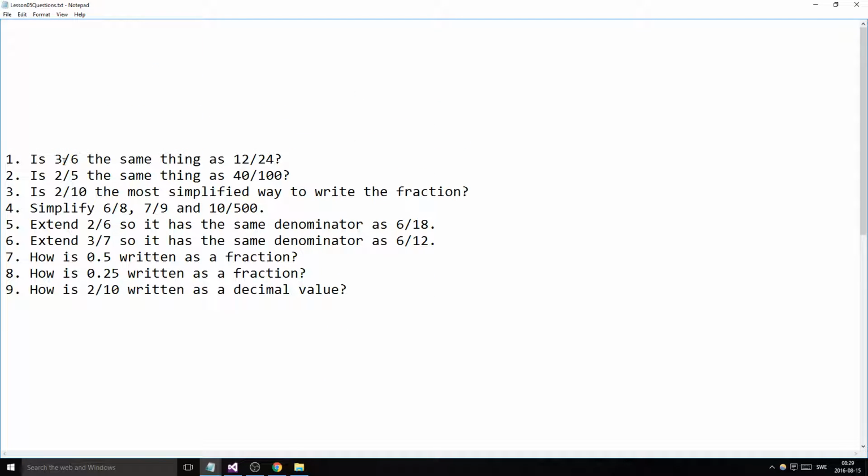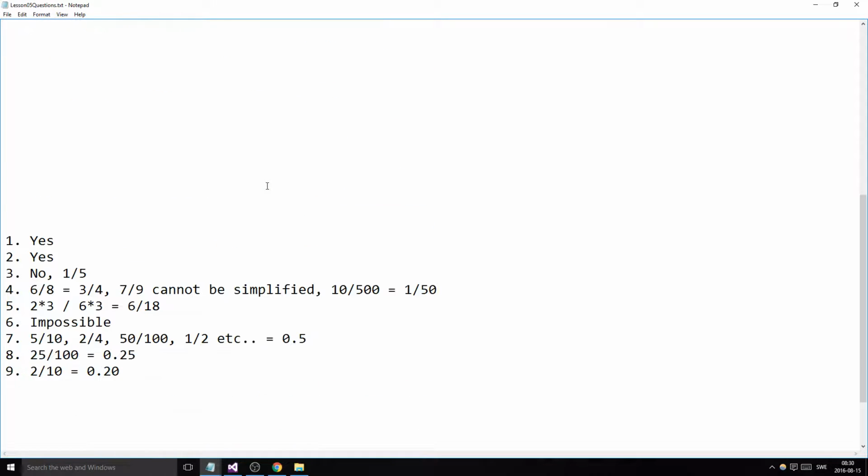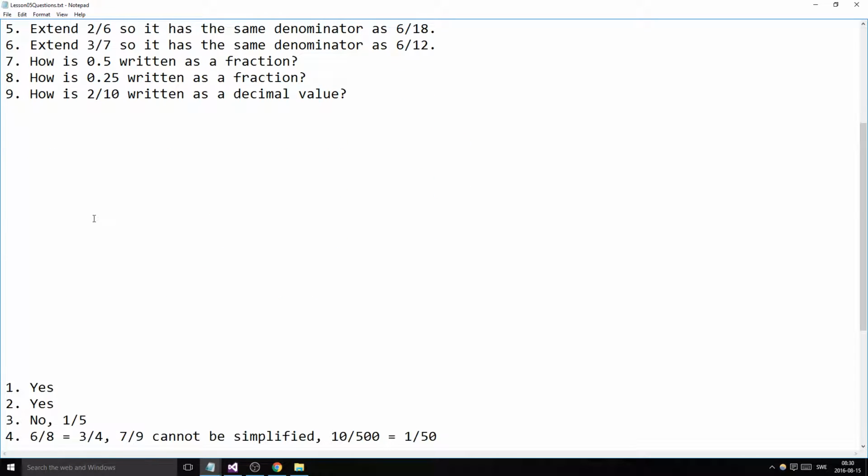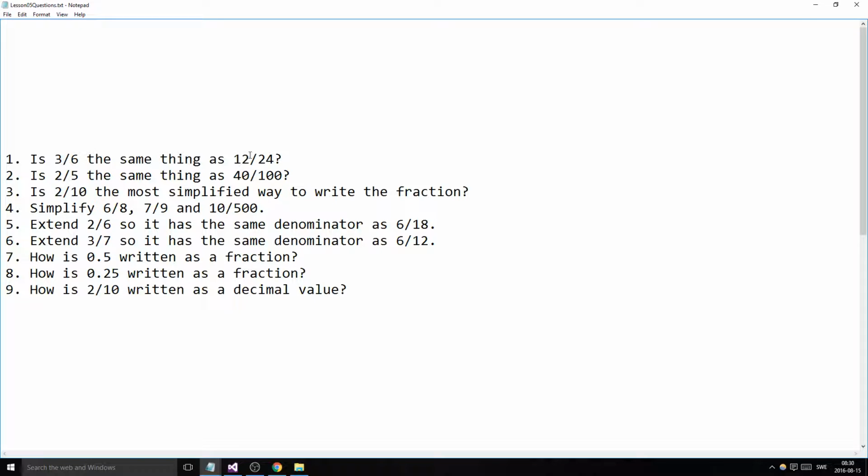So the first question is, is 3/6 the same as 12/24? Now if you remember correctly, the same fraction can be written in several different ways, right? It depends on how you have multiplied both these parts of the fraction and how it looks. So yes, it is the same thing. And why is it the same thing? Well, 3 multiplied by 4 is 12 and 6 multiplied by 4 is 24, right? So we did the same thing in the numerator as we did in the denominator.